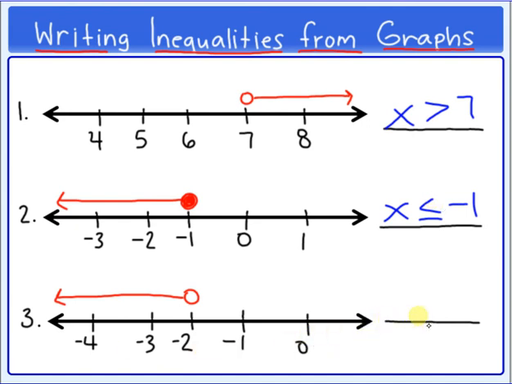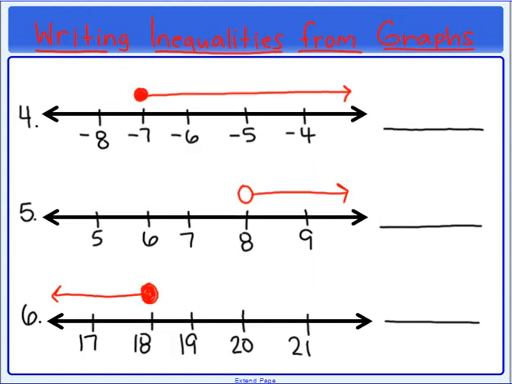Let's try number 3. Choose your letter. What number is the circle on? -2. Is it open or closed? It's open, so there's no bar. And which way is the arrow going? Well, it's going to the left. Okay, you try these. Same thing.